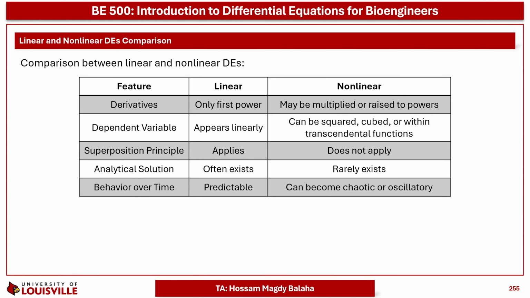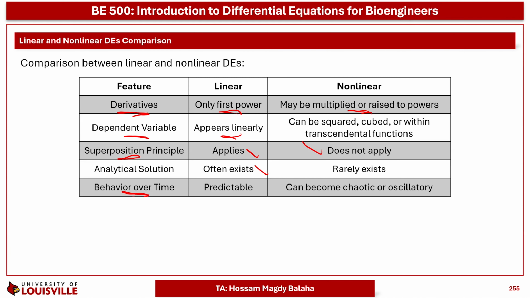So if you made a quick comparison between linear and the nonlinear differential equations, according to the derivatives, in the linear we have only first power, but in nonlinear it may be multiplied or raised to powers, and according to the dependent variable, it appears linearly in the linear differential equation, but it can be squared, cubed, or within transcendental function in the nonlinear differential equation. For the superposition, it applies here and doesn't apply here. And for the analytical solution, it often exists in the linear differential equation, but it rarely exists in the nonlinear.